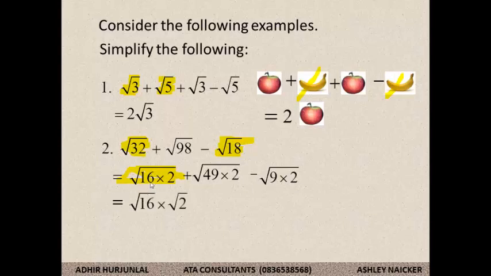The square root of 16 times 2 is the same as the square root of 16 times the square root of 2. Is that fine? The square root of 49 times 2 is the same as the square root of 49 times the square root of 2. And the last one here, the square root of 9 times 2, is the same as the square root of 9 times the square root of 2.